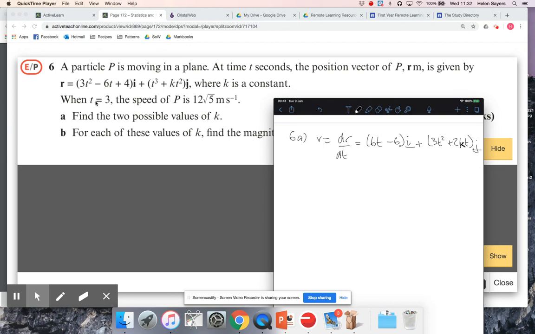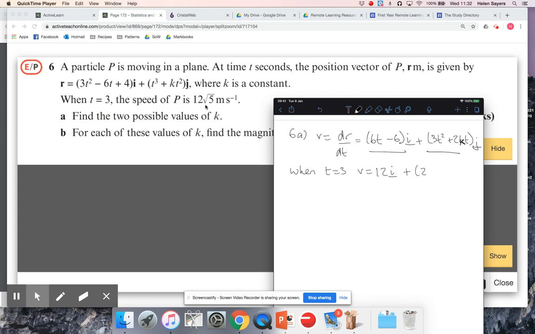They tell me that when t is 3, the speed is 12 root 5. So let's get the velocity when t is 3. That's going to be 18 minus 6, so 12i, and 27 plus, so the 3t squared would be 27, and the 2kt, if t is 3, becomes 6k. Normally at that point I'd have just two coefficients, and if I needed the speed, I would do the magnitude of velocity.